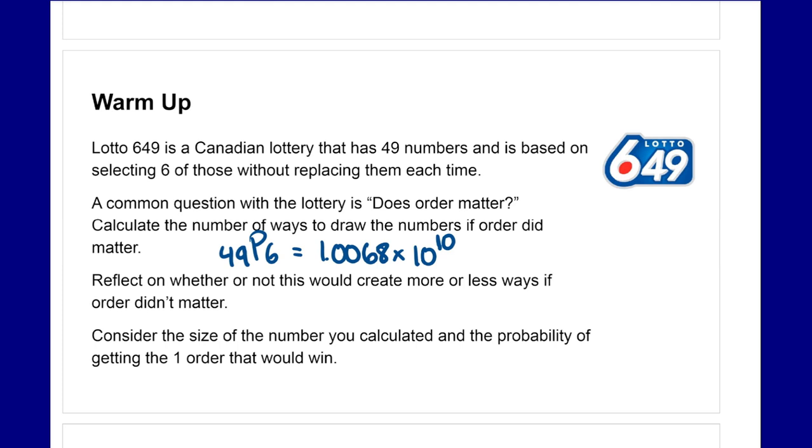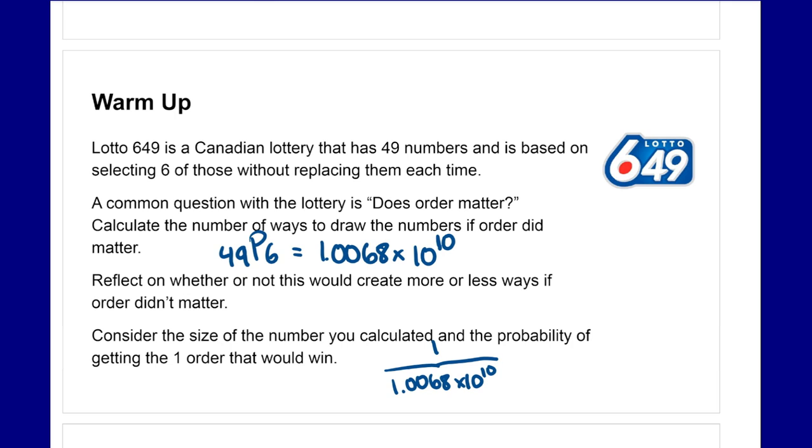Now consider the probability of winning if order mattered. It'd be 1 over 1.0068 times 10 to the power of 10. So that's an incredibly small chance of winning. Would you play the lottery if it was that incredibly small? Would anyone play the lottery if it was that small? It's not you getting picked out of all those that play, it's you getting the correct numbers. So there's a chance that no one could win. So would you play if this was the case?